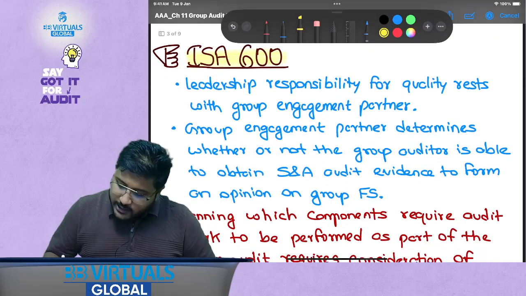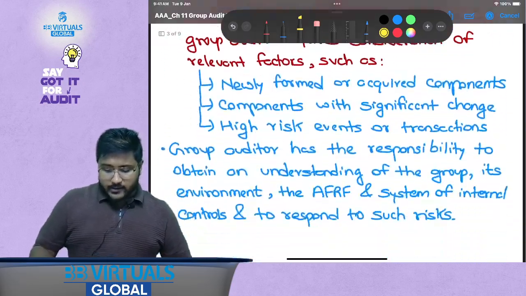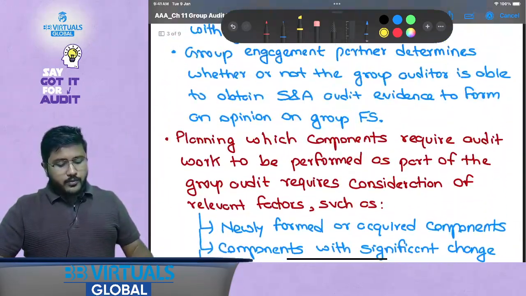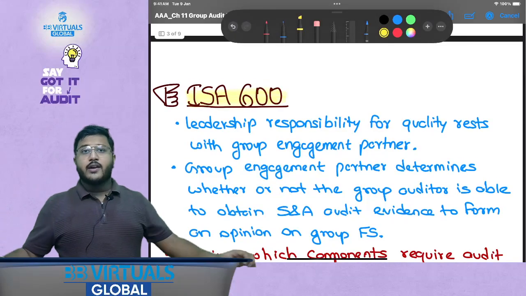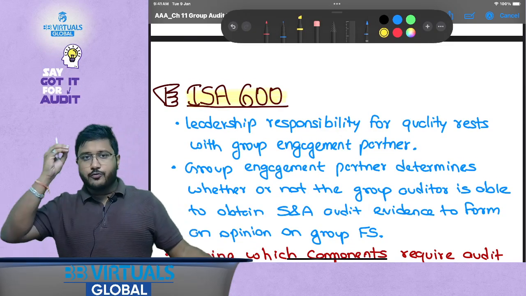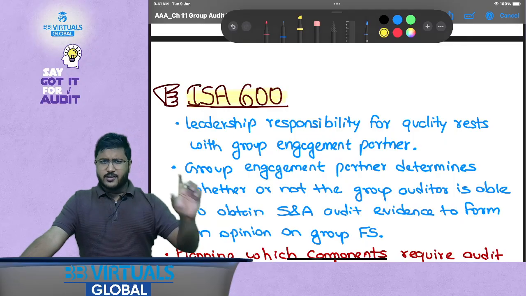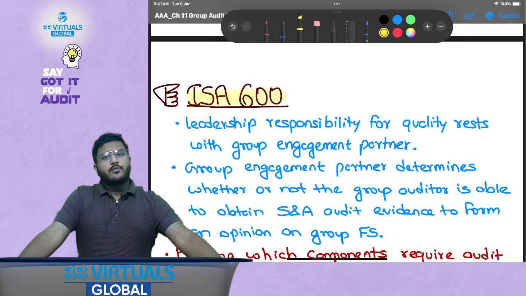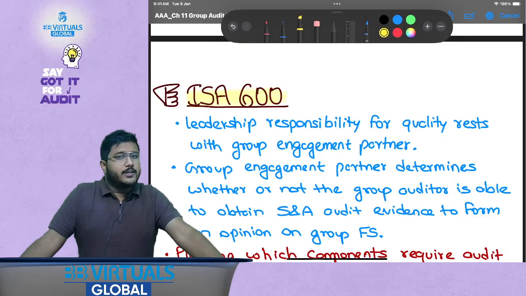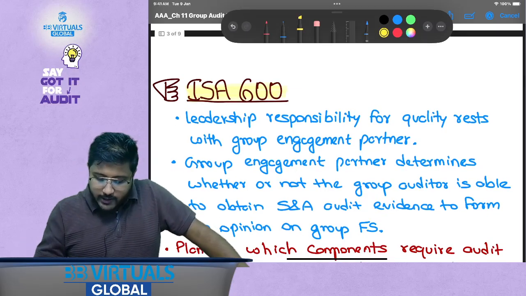Okay, so leadership responsibility. What I have done is figured out certain important pointers from this standard and mentioned them over here. That will help you frame your answer and your understanding as well. There is other content as well, the simple lines that are there, that might help you frame your answers in a little better manner. So please go ahead and read it.